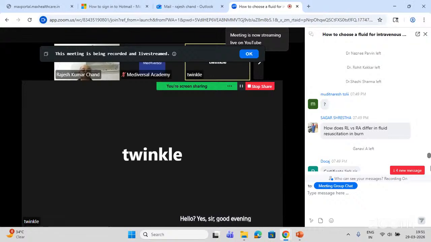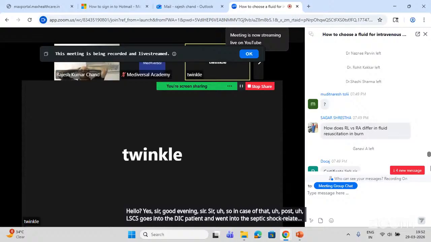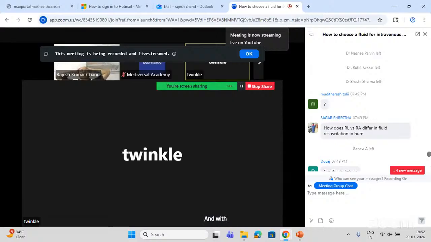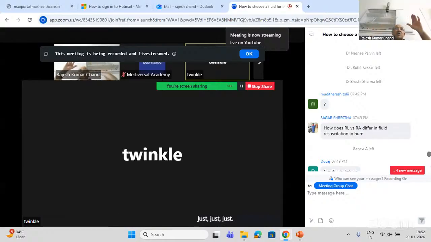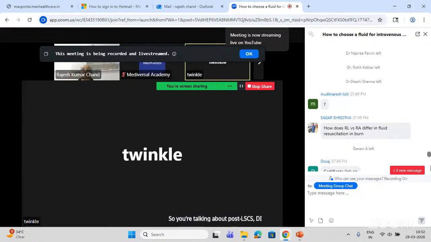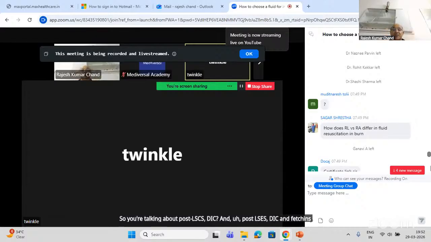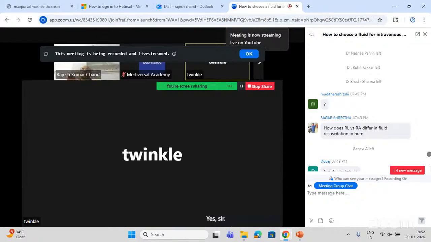Good evening, sir. So in case of a post LSCS patient who goes into DIC and septic shock related AKI, we have replaced the crystalloids, blood products and all, and the creatinine is from a baseline of 1.8 to 3. So how do we manage the fluids in this case? So you're talking about post LSCS DIC and impaired kidney function. Yes, sir. So in this patient, fluid management.